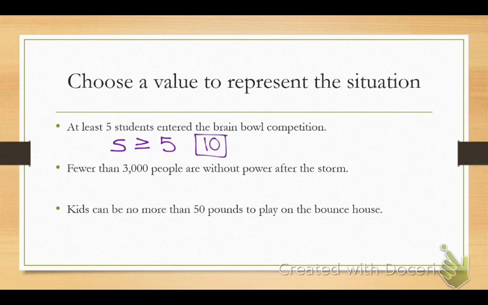Let's keep it reasonable. You can't have 4,000 students enter the Brain Bowl. Is that helping? I know that this can be a challenge, but the reason we're trying to put a value in there is to help you understand why the symbol needs to face the variable in that way. In this case, it would be greater than.